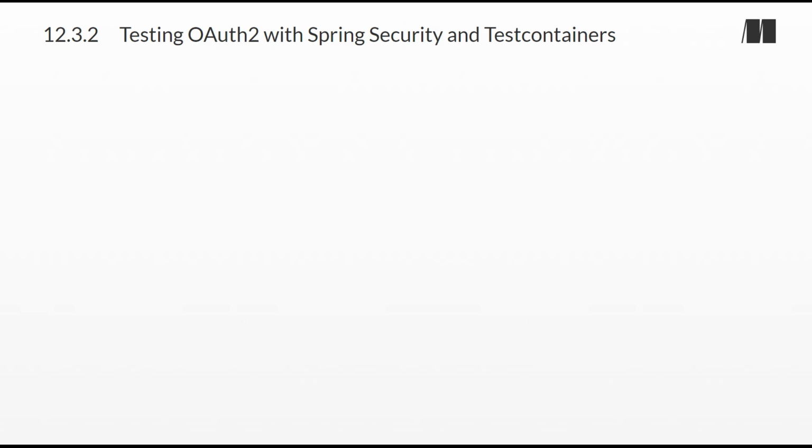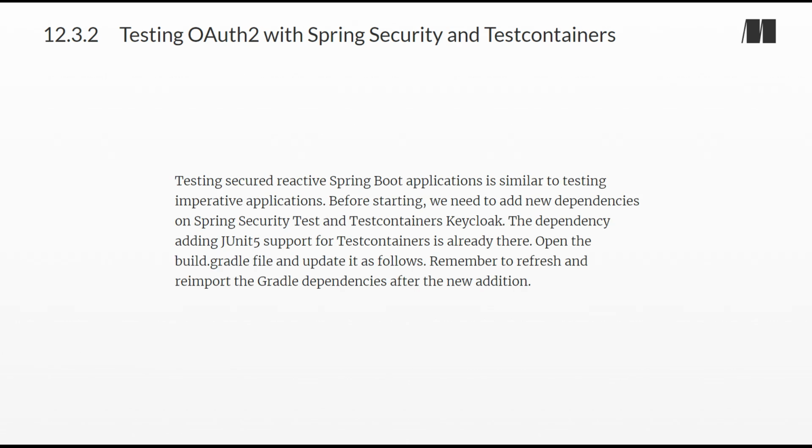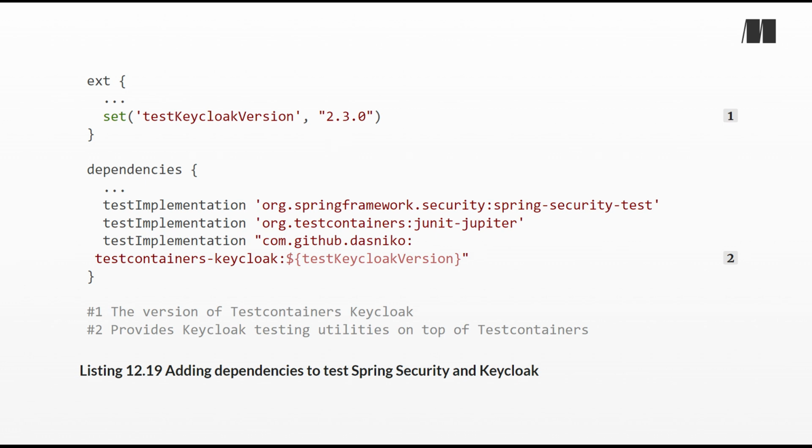Section 12.3.2, Testing OAuth2 with Spring Security and Testcontainers. Testing secured reactive Spring Boot applications is similar to testing imperative applications. Before starting, we need to add new dependencies on Spring Security Test and Testcontainers Keycloak. The dependency adding JUnit 5 support for Testcontainers is already there. Open the build.gradle file and update it as follows. Remember to refresh and re-import the Gradle dependencies after the new addition. Listing 12.19, Adding dependencies to test Spring Security and Keycloak.